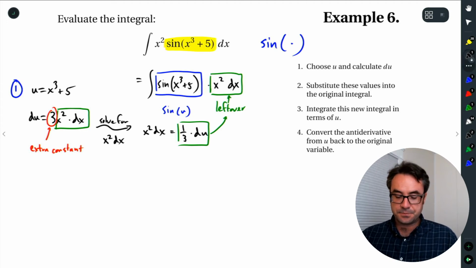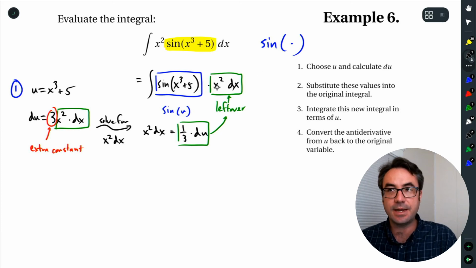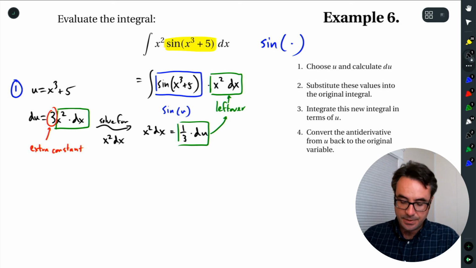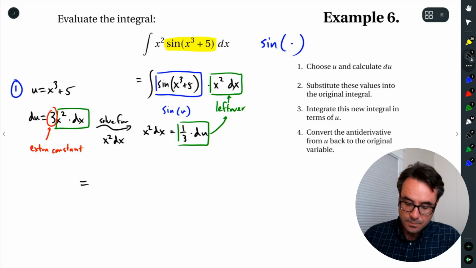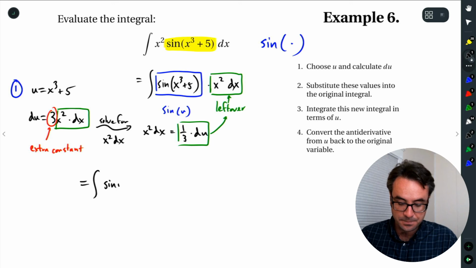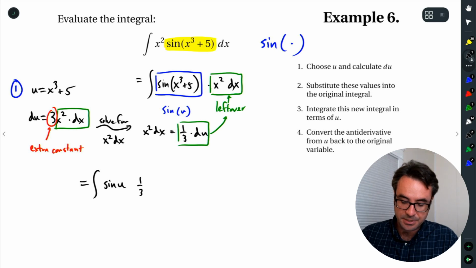All right. So it took a little bit of work. It wasn't a perfect match. Our integral had an x squared dx. When we calculated our differential, it was 3x squared dx. So we had this extra constant. So what we did is we solved for those leftover terms that showed up in both the integral and our differential, and then figured out what x squared dx was and plugged it in. So that gives us our integral. Once we fill everything in, this sine of x cubed plus 5 is going to be sine of u. And then the x squared times dx is going to be 1/3 times du.